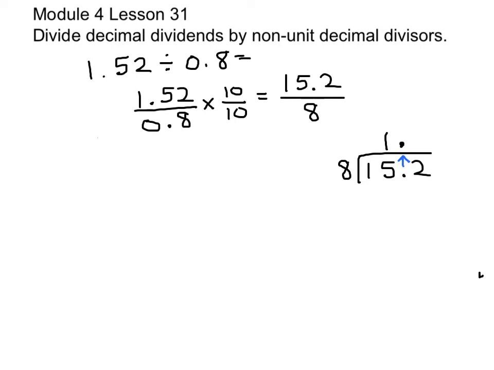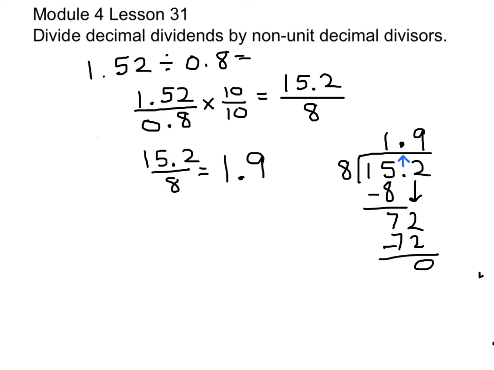8 goes into 15 one time. 1 times 8 is 8. 15 minus 8 is 7. Then I'll bring down my 2. 8 goes into 72 9 times. 9 times 8 is 72. Now I'll subtract, and it comes out even. 15 and 2/10ths divided by 8 is equal to 1.9.